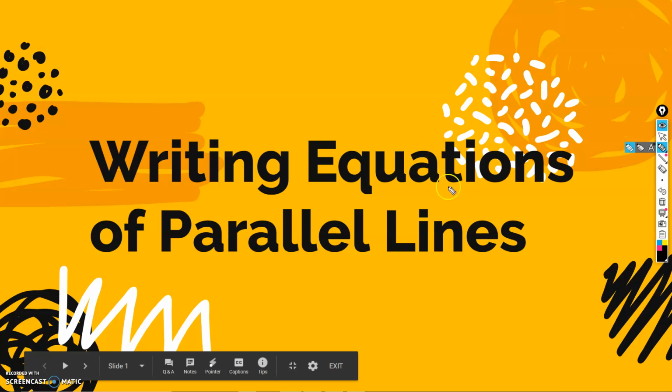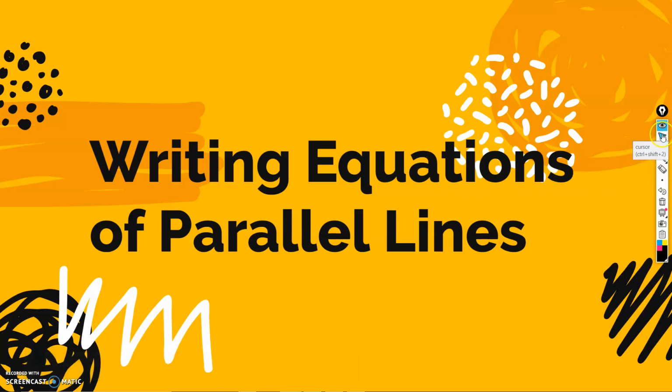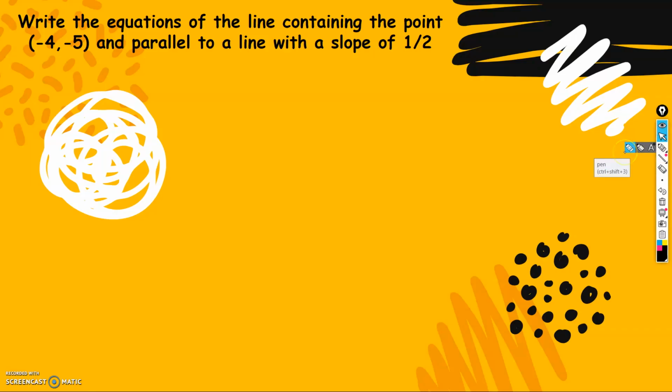Welcome to writing equations of parallel lines. So we are going to do stuff like if I need to create an equation of a line containing a certain point and we know that it's parallel to something else, we're going to work on, okay, well, how do I create the line for this? So everything today is going to hinge on this notion of being parallel. Okay, so what does being parallel mean? Well, parallel lines have the same slope.